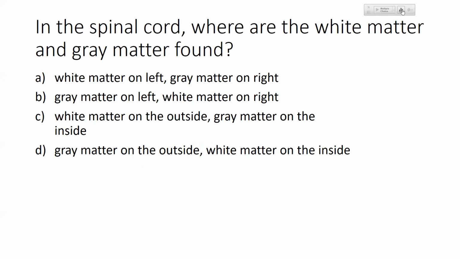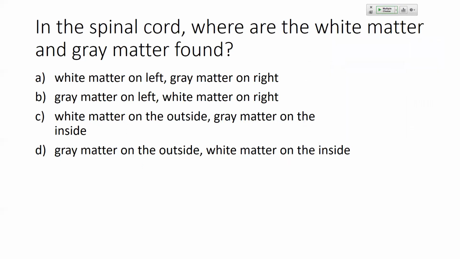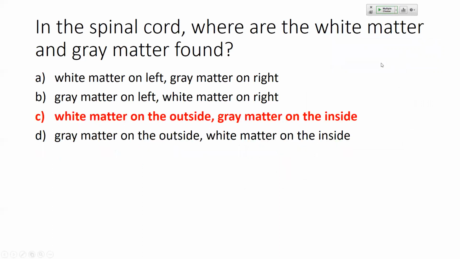All right, so let's look at this. Most persons got an even split. In the spinal cord, where are the white matter and gray matter found? If you took a cross section of the spinal cord, we'd have white matter on the outside, which is myelinated, and then gray matter, which is unmyelinated, on the inside, right?